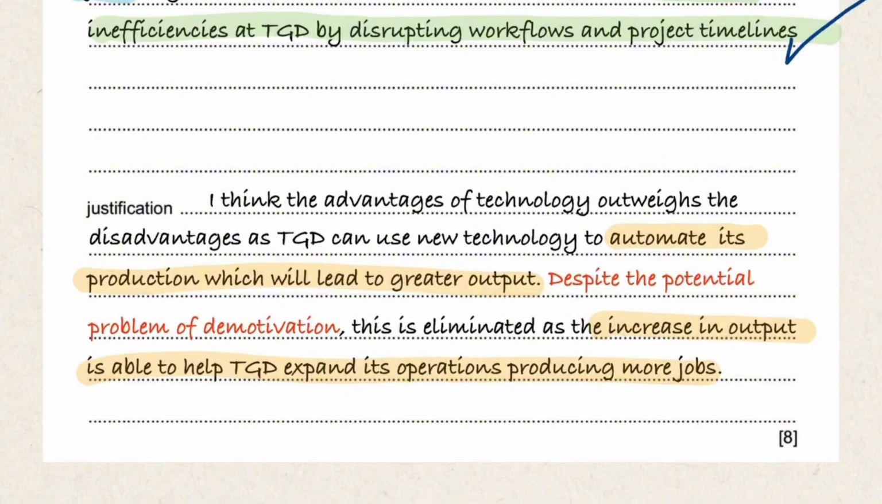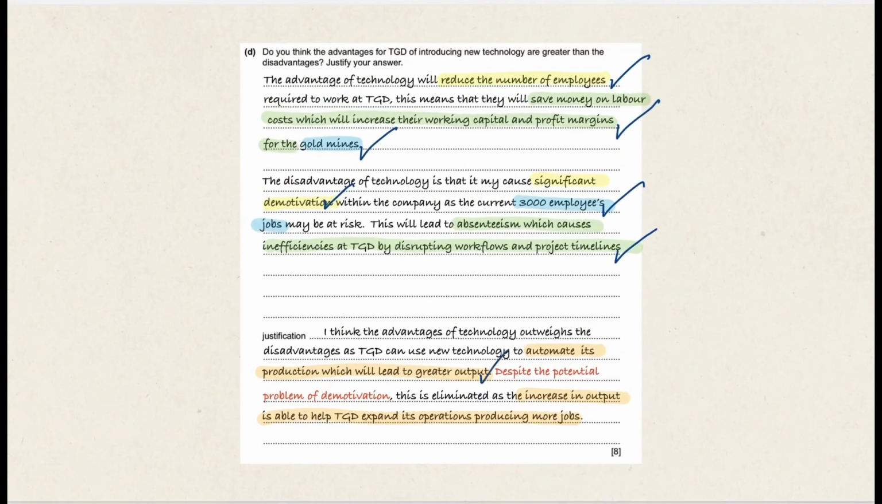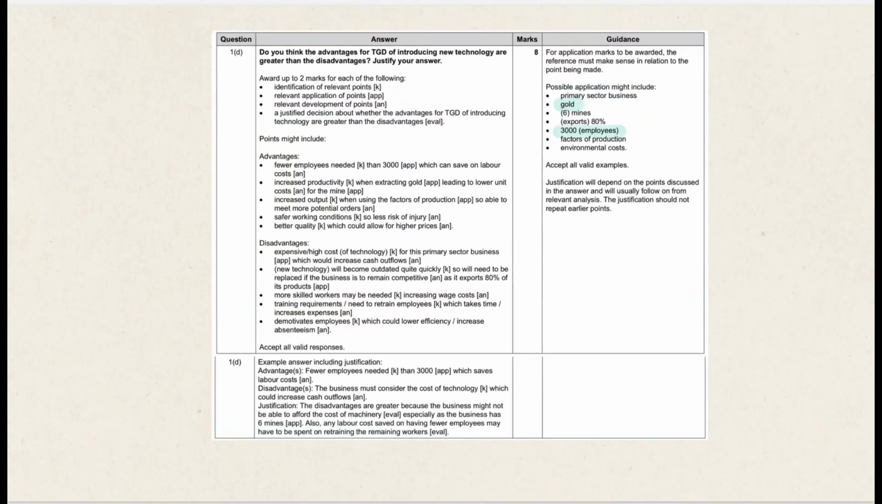Now, the second evaluation point is a bit trickier. You need to justify why it outweighs the other choice. In this case, the other choice here is a disadvantage of technology, which is demotivation. But this answer here addresses that and says the increase in output would expand the business, which produces more jobs. And this has justified that the advantages of technology is greater than the disadvantage. And here is the mark scheme. As you can see, for application, I've used yet again gold and 3,000 employees.